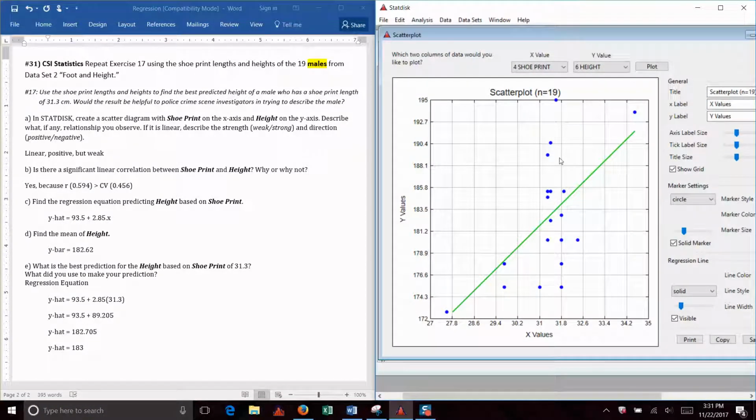Probably not that much, and we see this in the scatter plot. There's a lot of variation in the heights. So, we have our predicted value, but again, these y-hats, these predicted values, they represent our prediction of the mean for everybody that has that shoe print length. So if we had collected a bunch of people whose shoe print lengths were 31.3, and we took the mean of their heights, we're predicting that mean would be 183 centimeters.